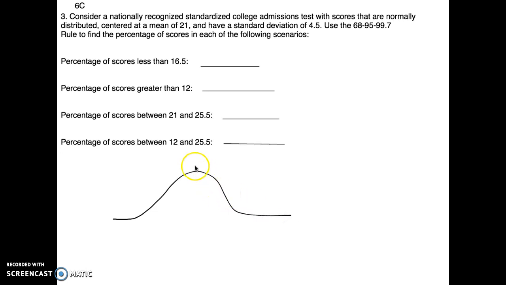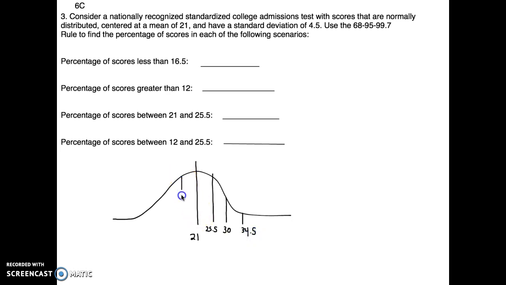Pretend like that's perfect. And then this line in the middle is going to be our mean, which in this case is 21. And then our standard deviation is 4.5. So we're going to draw 3 standard deviations to the right and calculate those. So I'm going to add 4.5. So 21 plus 4.5, which gives us 25.5. And then add 4.5 again, which gives us 30. And add 4.5 again, which gives us 34.5.